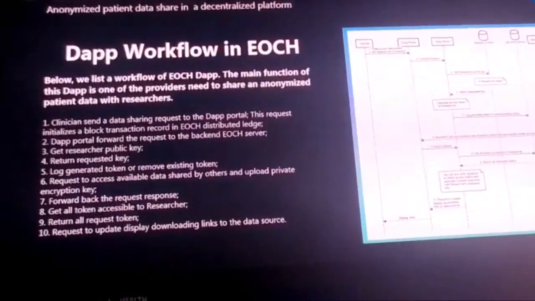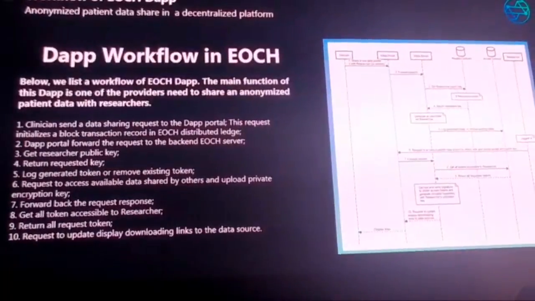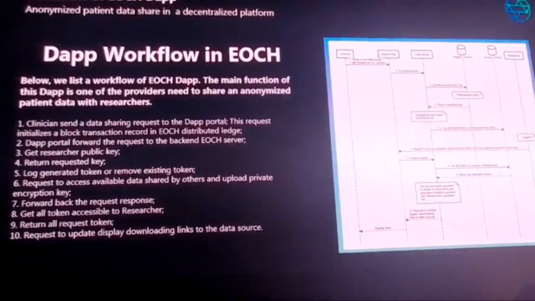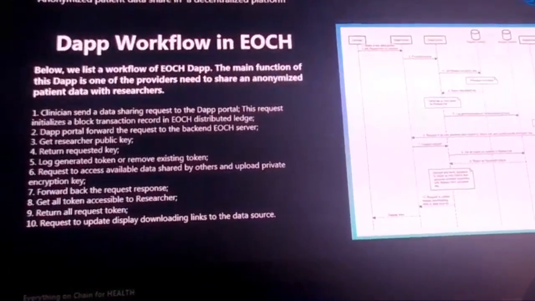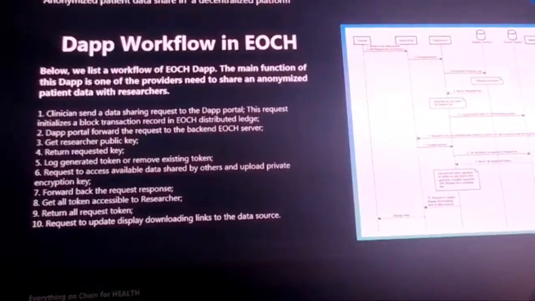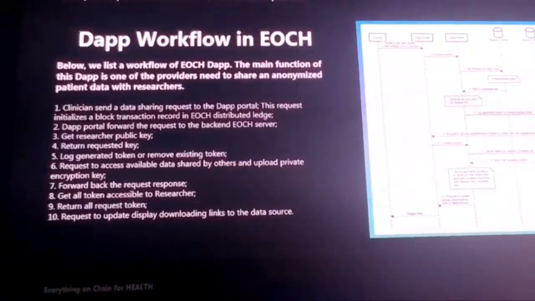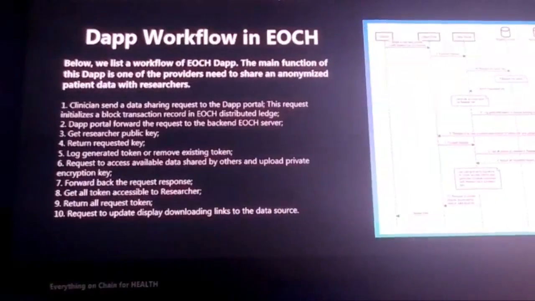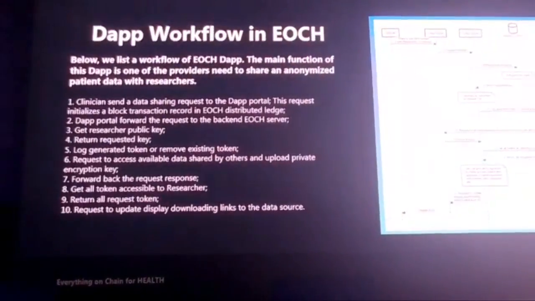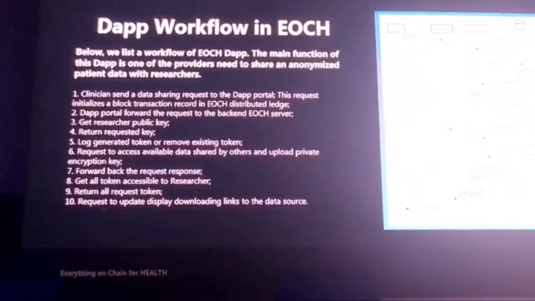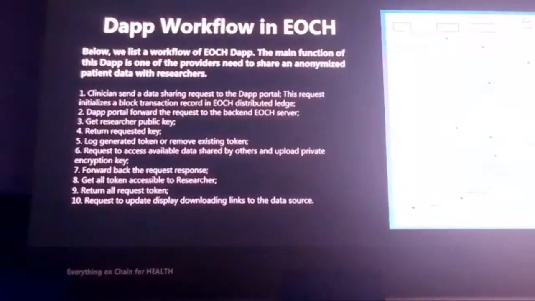And the DAP portal forwards the request to the back-end server and gets the researcher's public key first, and then returns the requested key, and then logs the generated token and the request to access the available data shared by the others, and uploads the private encryption key, and forwards back the requested response and gets all the tokens accessible to the researcher, and returns all the requested tokens, and then requests to update the display.